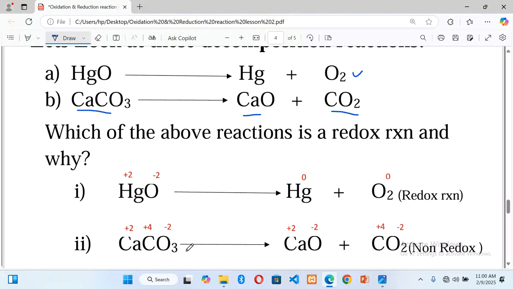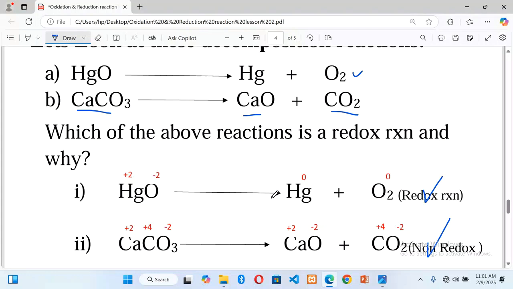For this one, we have calcium +2, carbon +4, oxygen -2. You can even prove them by calculating. Then for calcium here +2, oxygen -2, carbon here +4, oxygen here -2. So we can see there is no change: calcium +2, +2, carbon +4, oxygen -2, -2. So there is no change. Therefore, it is not a redox. This is a redox, and this is not a redox reaction.